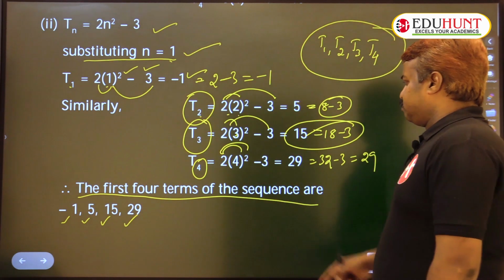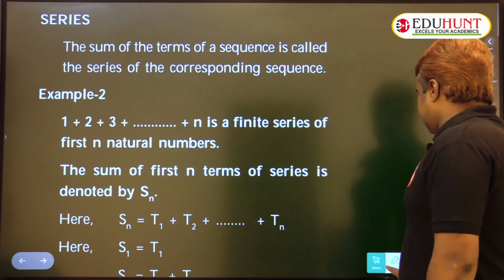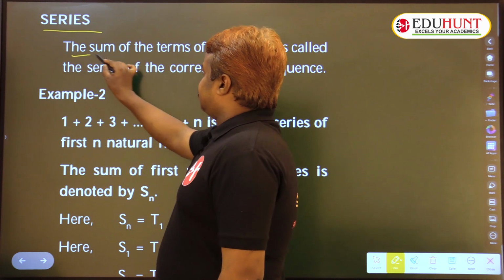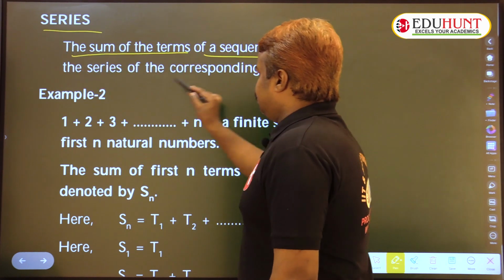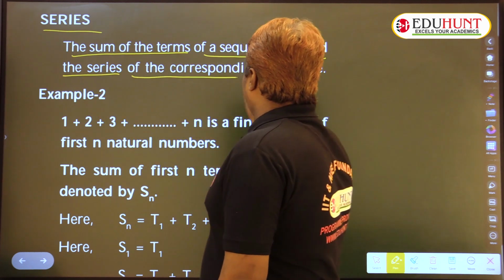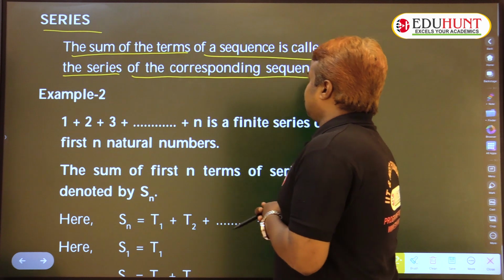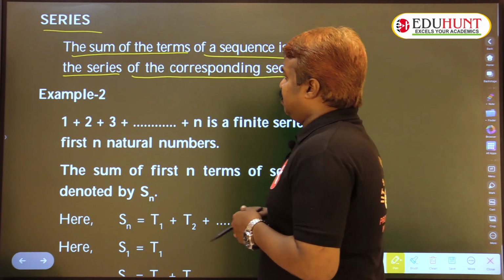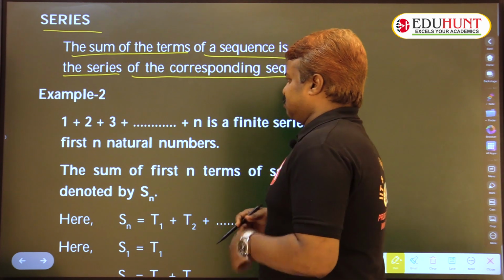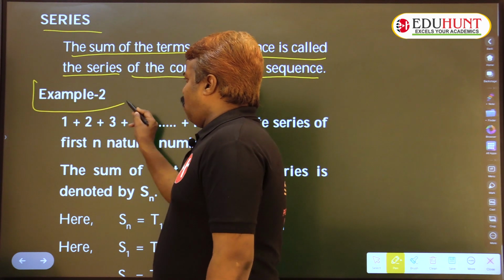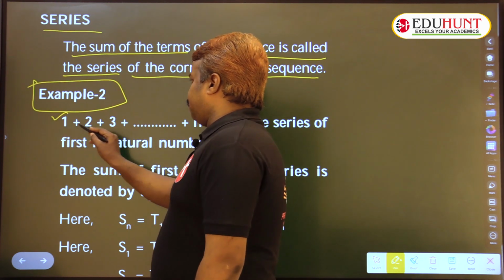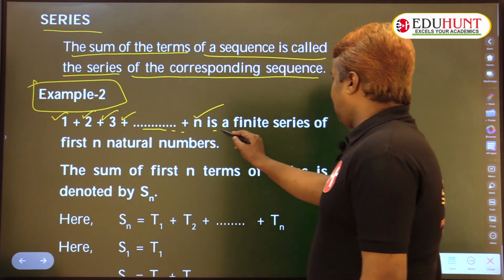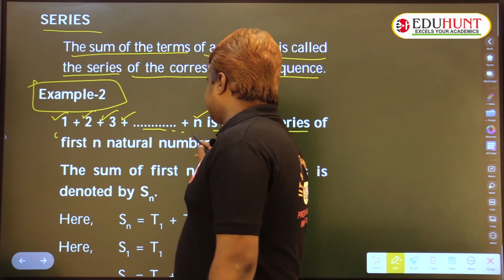Next example I will go. The sum of terms of a sequence. Children, the sum of series means what here? The sum of the terms of a sequence is called the series of the corresponding sequence. So now you can take example 2. What is example 2? 1 plus 2 plus 3 plus so on plus n is a finite series of first n natural numbers.